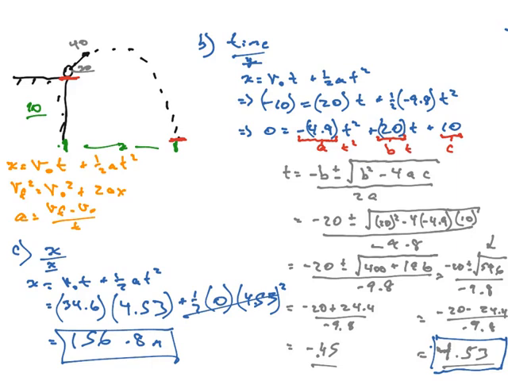And part C was identical to the other one. You're looking for the x distance traveled. The x acceleration is always 0. So you plug in your x information and you get your distance.